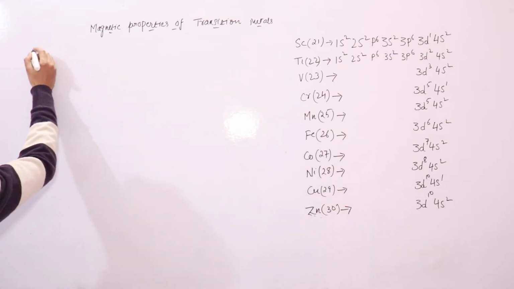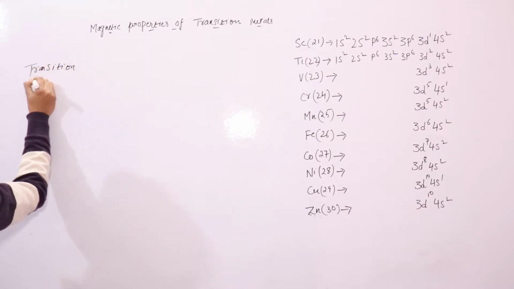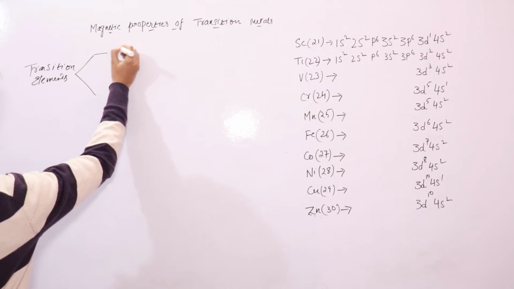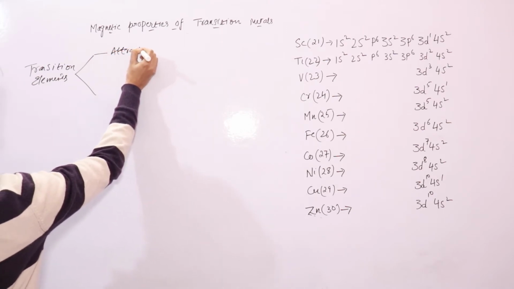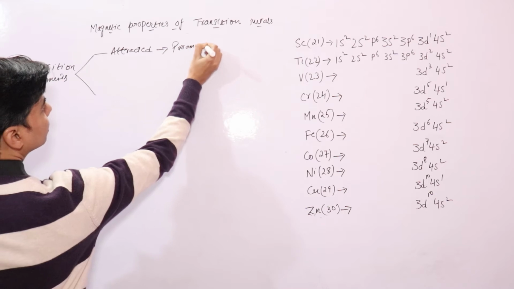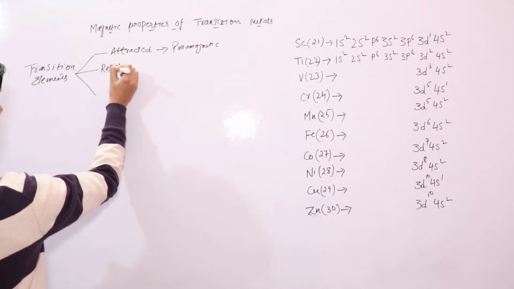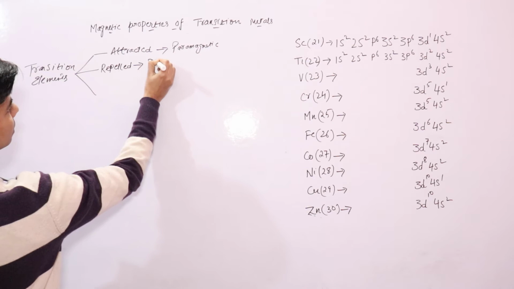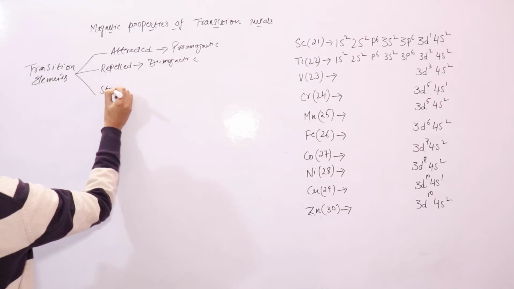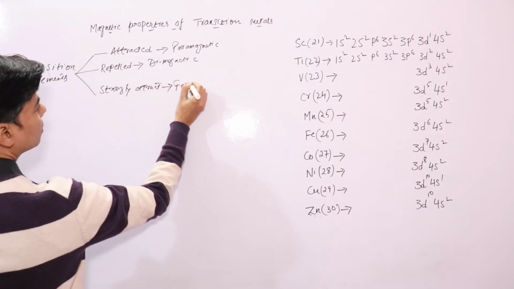So transition elements are of three types. The first one, those that are attracted by the magnetic field, are termed paramagnetic. And some are repelled by the magnetic field, they are diamagnetic. And some are strongly attracted by the magnetic field, they are ferromagnetic.